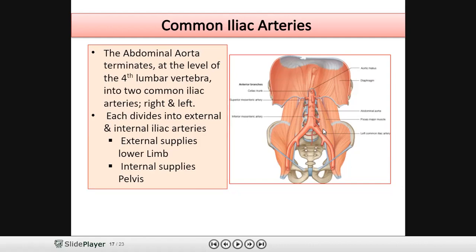And it is this common iliac artery that supplies the lower limb, your legs, and supplies your pelvis, the pelvic region. The lower limbs are supplied by branches of the common iliac artery. Majorly, the internal iliac will supply all the muscles of the pelvic region and some genital organs, while the external iliac artery will continue to supply the lower limb, which is what we have here. External iliac artery supplies the lower limb, while the internal iliac artery will supply the pelvis.